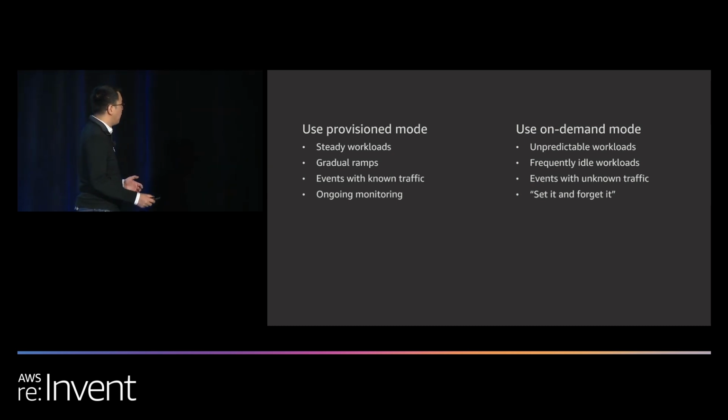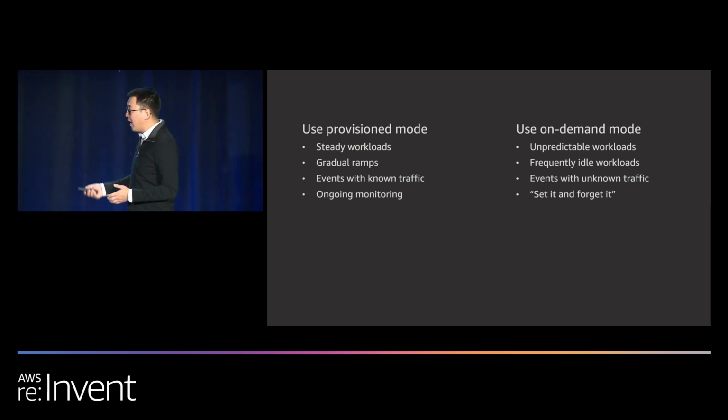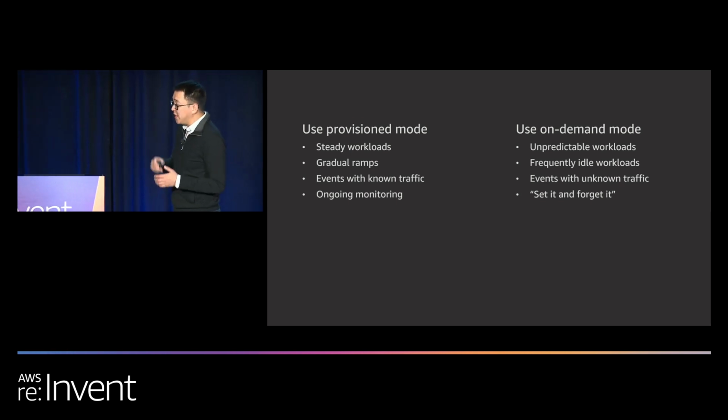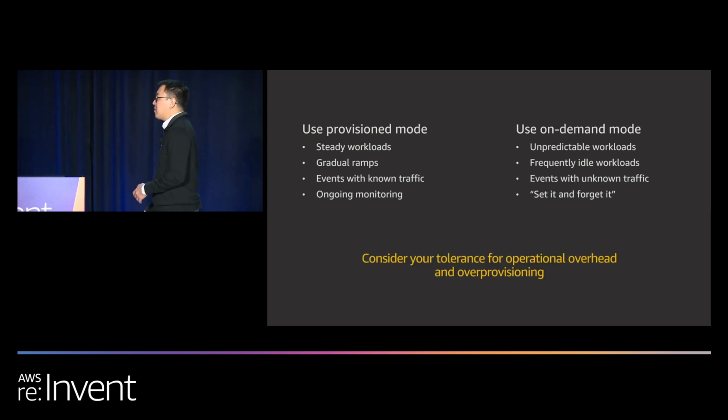Use on-demand mode for unpredictable workloads, or workloads that are frequently idle and just tend to spike up out of nowhere. If you have events with unknown traffic, it's really good for those. And it's also ideal for cases when you just don't want to invest time in ongoing monitoring. It's just a sort of set it and forget it mode.